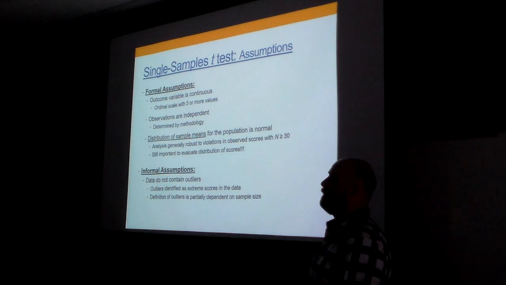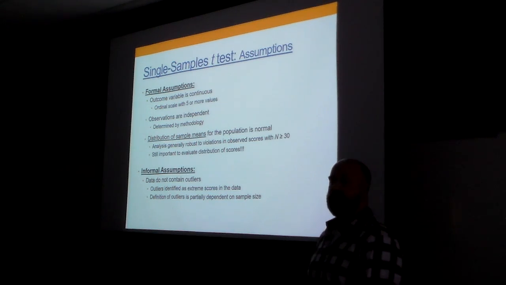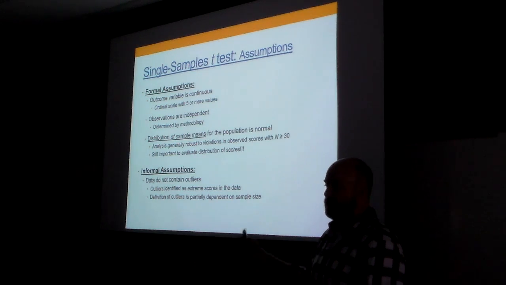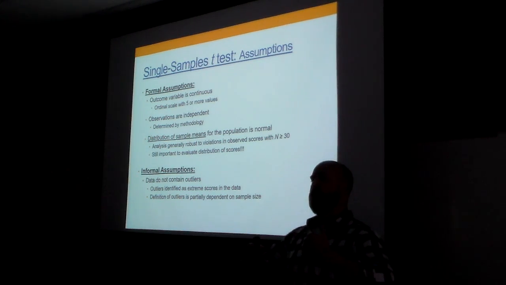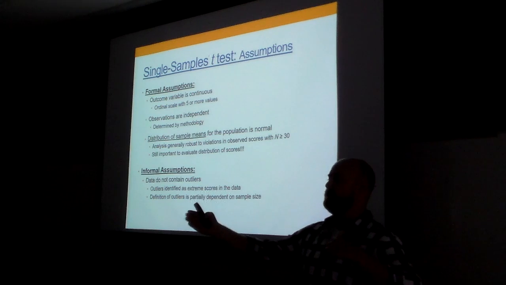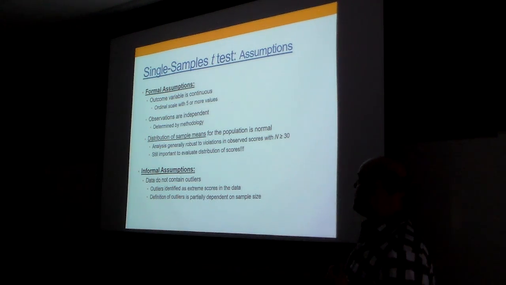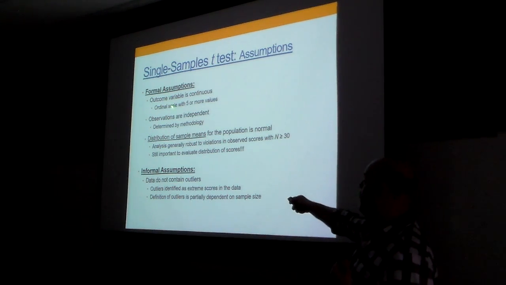Now, if our outcome is some sort of categorical variable, we shouldn't be running a t-test. We need to think about something different. But if our outcome is continuous, and we're wanting to compare some mean value in our sample to some external reference value, we're talking about a single sample test, right?